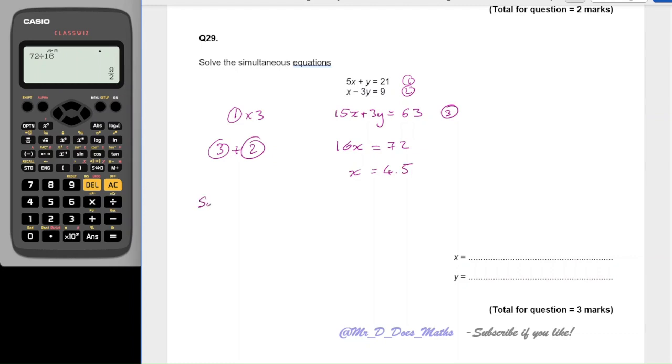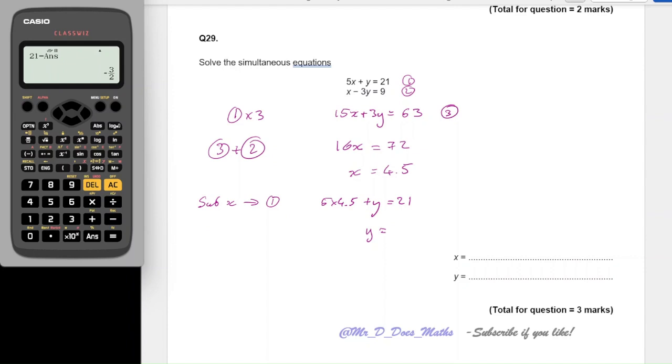I'm then going to sub my value for x into one of my initial equations, whichever one works best for me, which will probably be equation 1, saving avoiding any negative numbers. So 5 times 4.5 plus y is equal to 21. So times that by 5 gives me 45 over 2. And then I'm going to say y is going to be equal to 21 minus that. So 21 minus my last answer.